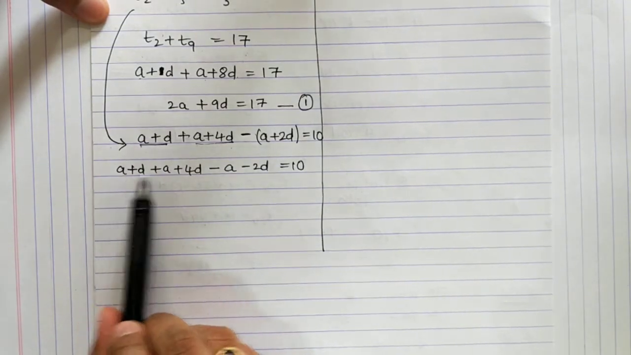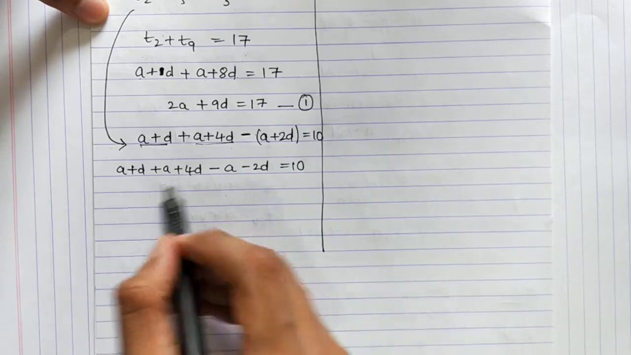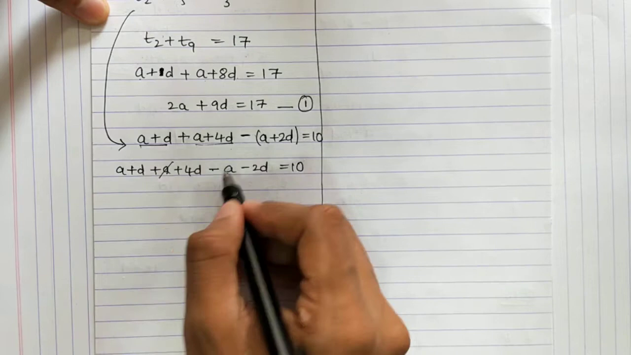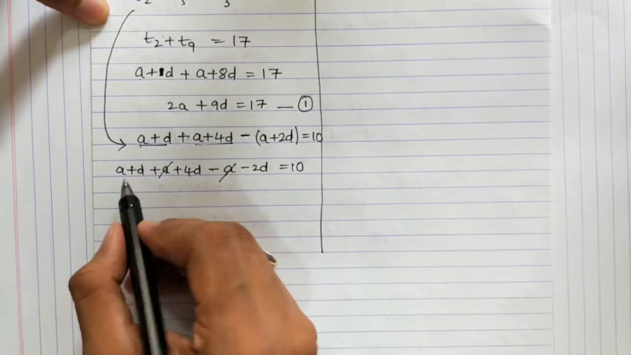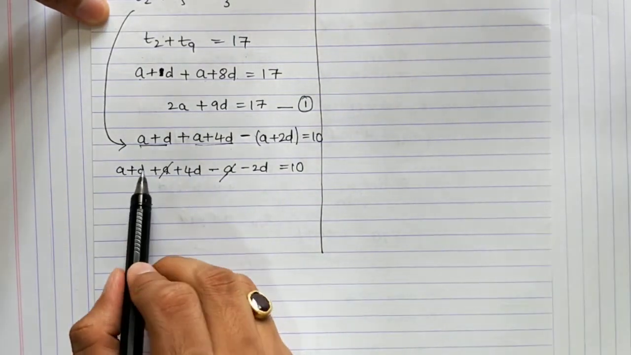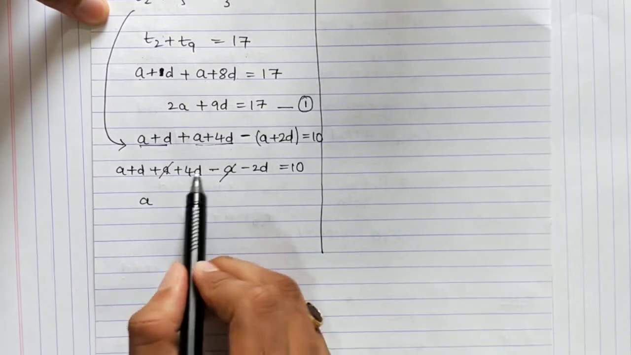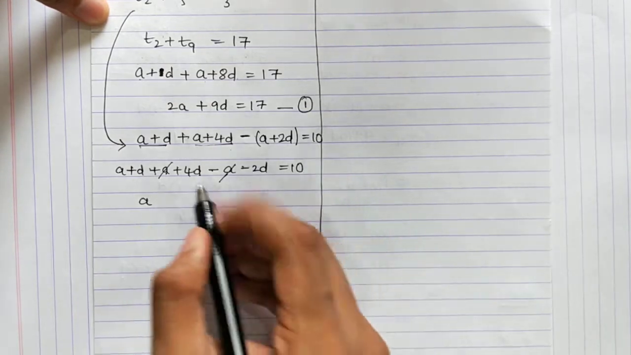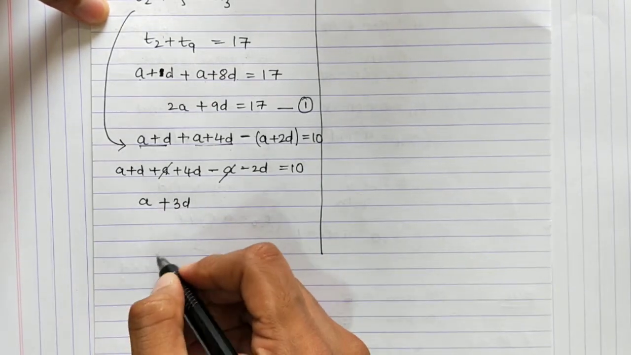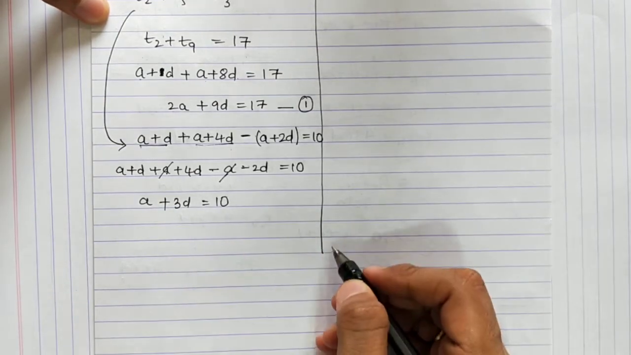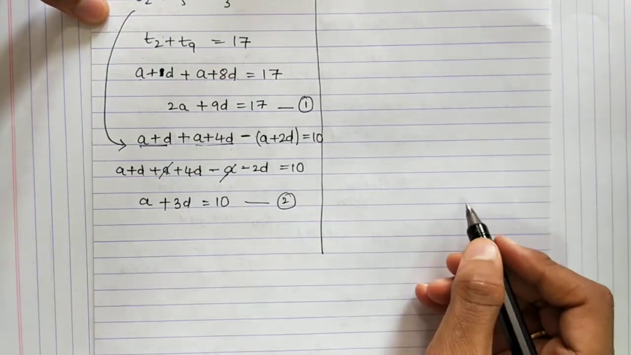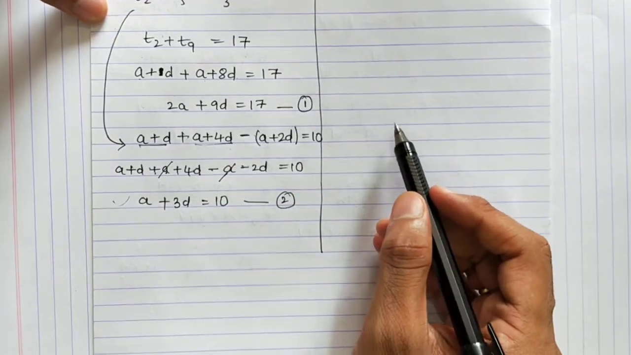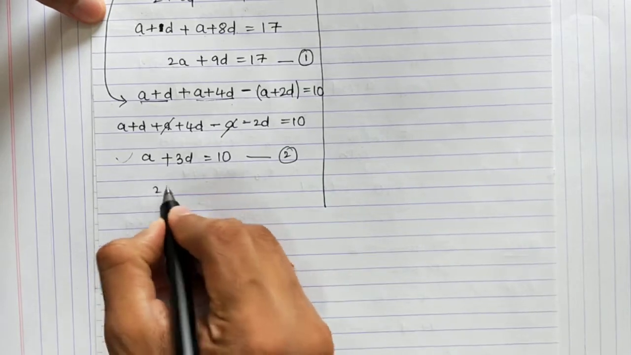Now let's add or subtract. So A plus A minus A, this plus A and minus A will get cancelled. This A will remain. Then D plus 4D is 5D, minus 2D, so 5D minus 2D is 3D equals 10. So this is my second equation. Now I will simultaneously solve these two equations. Let's write them one above the other.